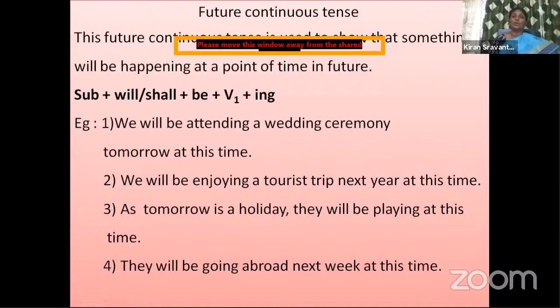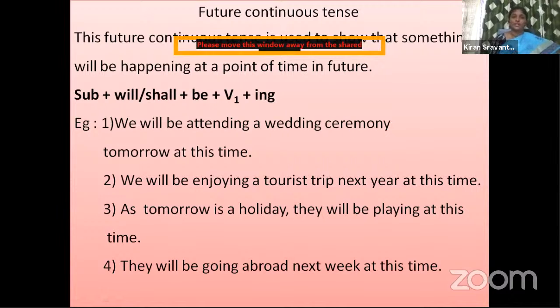But if I have to talk about some action that will be happening in future, then I will say we will be attending a wedding. So far this action has not taken place. We are planning. So tomorrow at this time, what will be happening? We will be attending a wedding ceremony tomorrow at this time. And we will all be celebrating Pongal festival. That means we will all be making so many arrangements to celebrate Pongal festival tomorrow at this time. That's the example that you can take from real life.